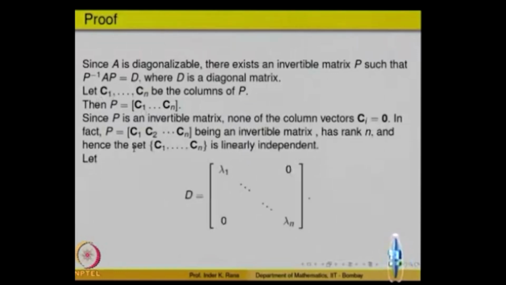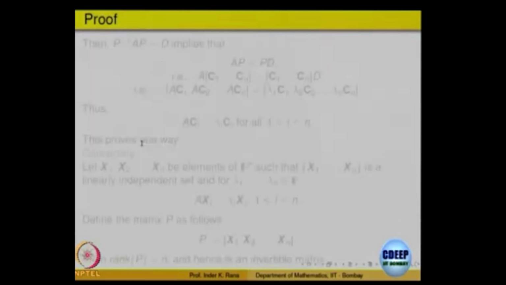So let us define D to be the matrix with the diagonal entries lambda 1 to lambda n, and everything else 0. We are given P and we are given D. So D is given to us, and C1, C2, up to Cn are the column vectors of P. We want to check that lambda 1, lambda 2, up to lambda n are the eigenvalues and C1 to Cn are the corresponding eigenvectors. So for that we just rewrite this equation P inverse AP equal to D slightly differently.